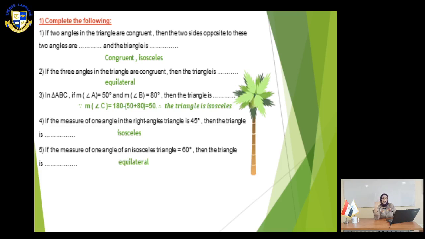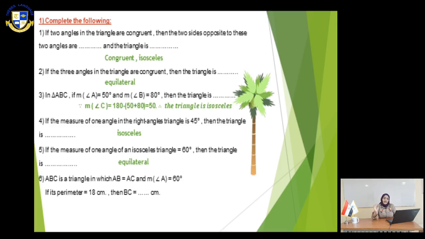Number 5. If the measure of one angle of an isosceles triangle equals 60, then the triangle is equilateral. We have an isosceles triangle, one angle is 60, so the second also is 60, and the third is 180 minus 60 plus 60, so all the angles equal 60, so the triangle is equilateral.